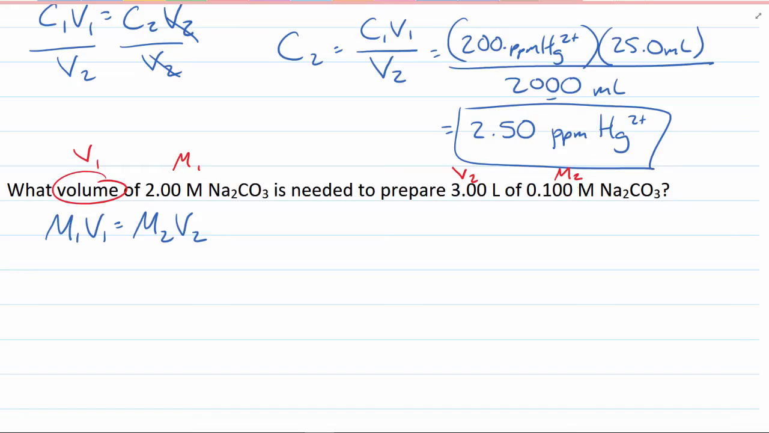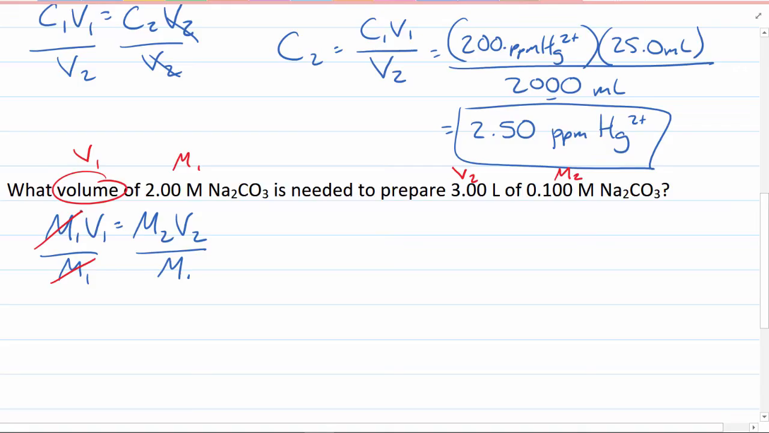Again, my recommendation is always to do the algebra first, then plug in the numbers. So we're trying to find what V1 is equal to. We divide each side by M1. M1 cancels out. There we go. So V1 is equal to M2 times V2 all over M1.